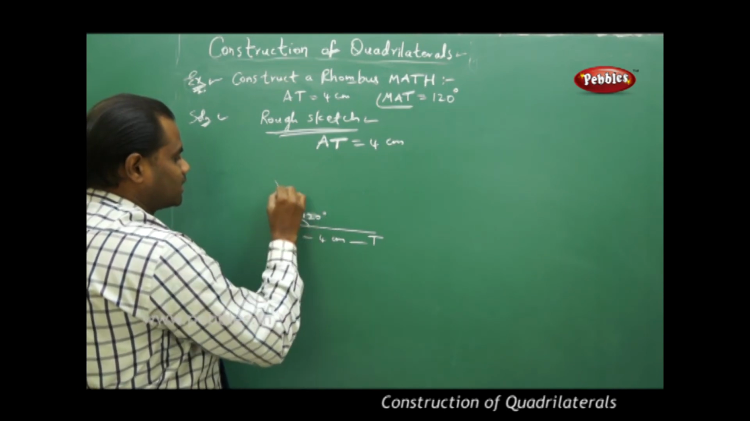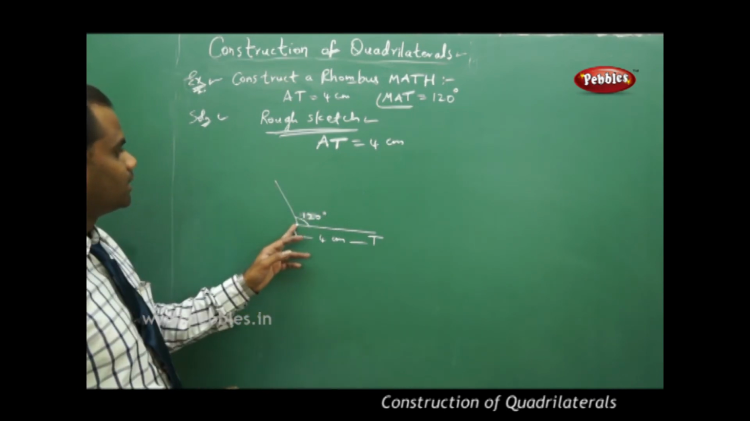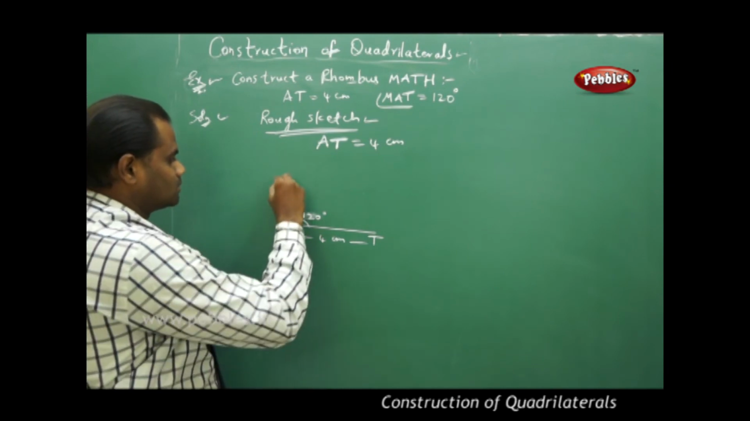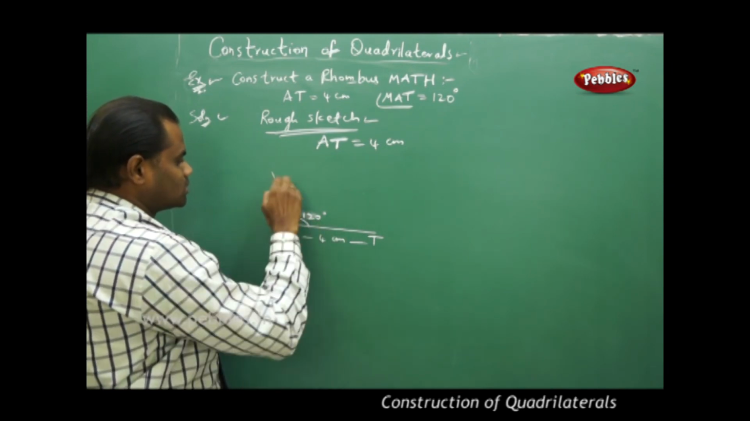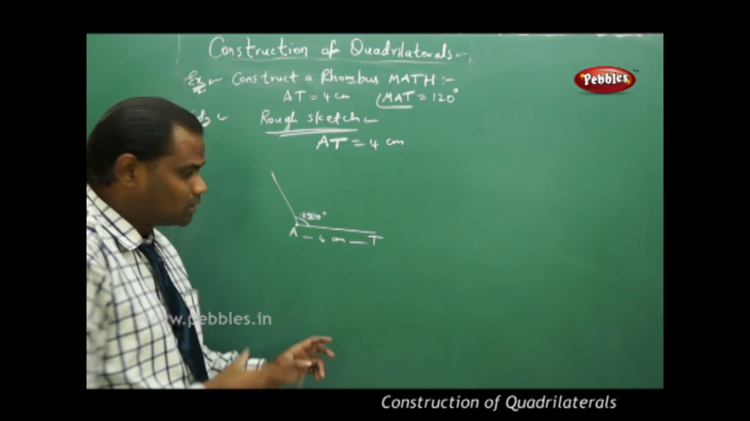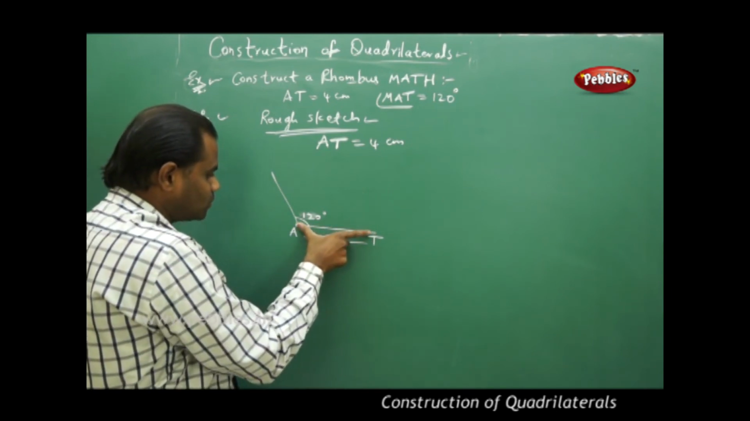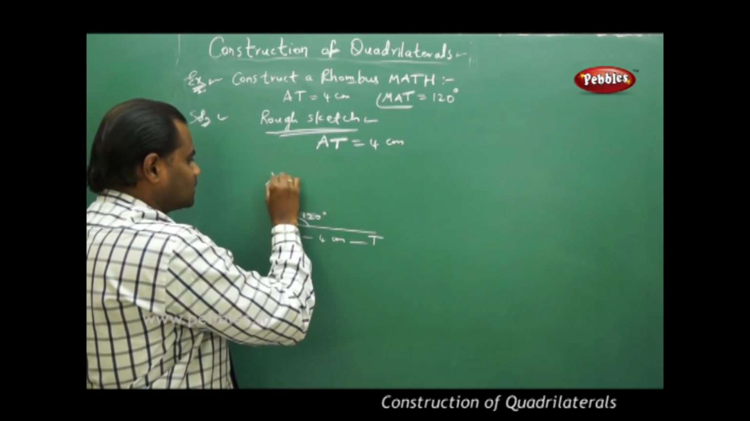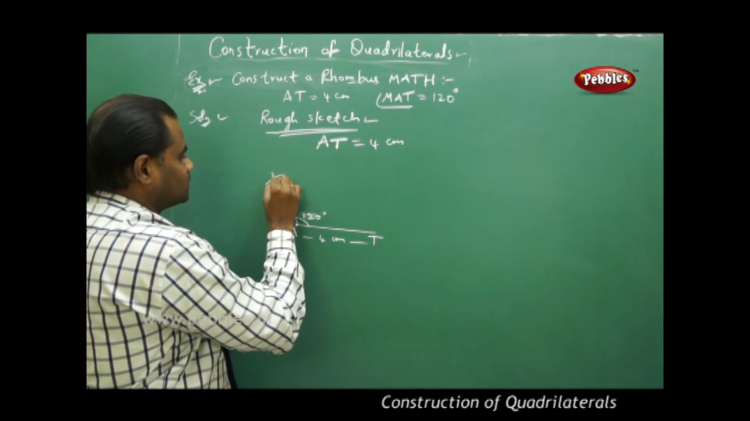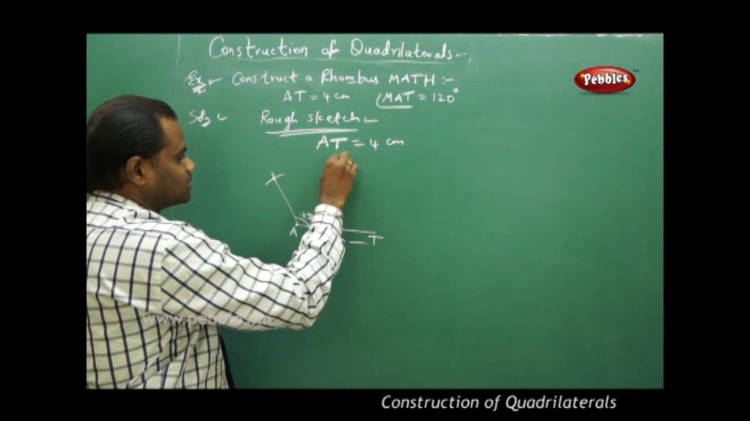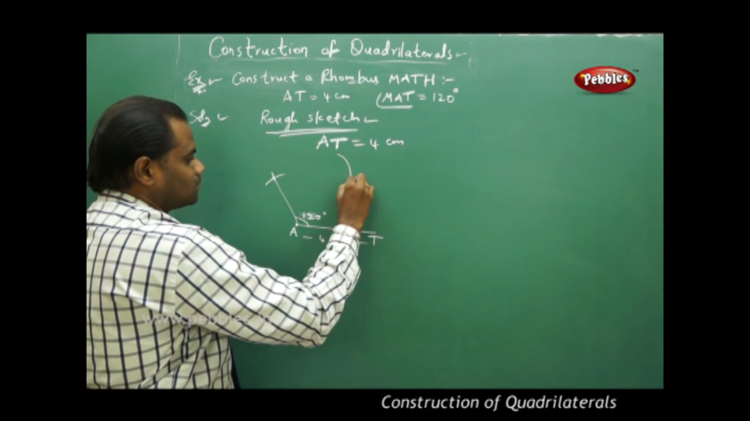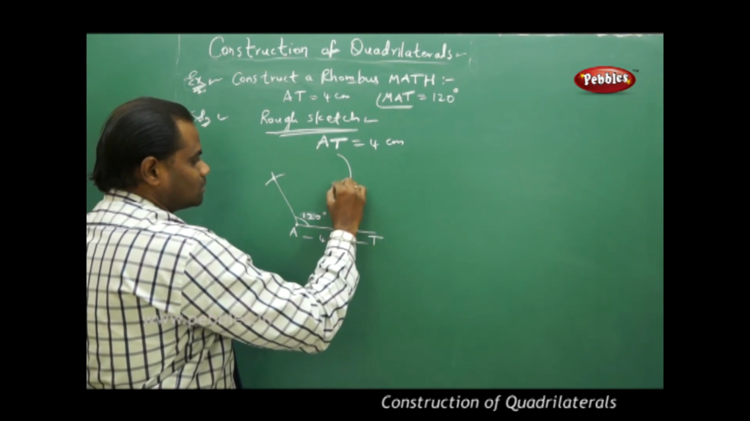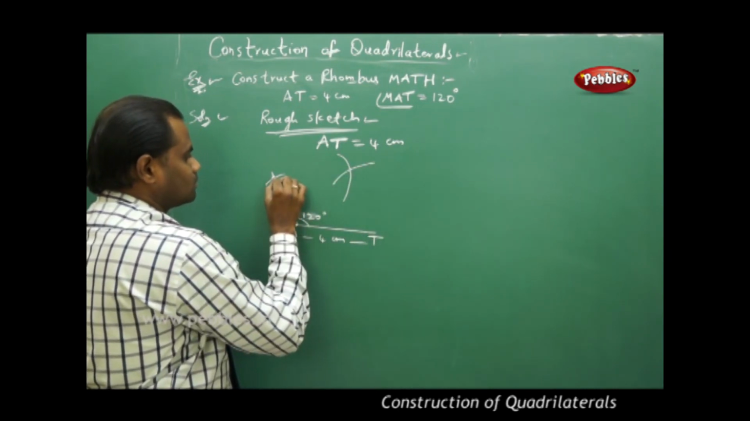So I get an obtuse angle, and from A, I would like to construct each of the sides as 4 centimeters, because in a rhombus all sides are equal. So I take the same measurement of 4 centimeters here and cut an arc. I get a point here, and from there I take another measurement of 4, cut an arc, and from here cut an arc.